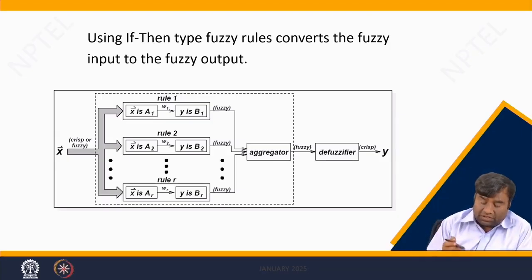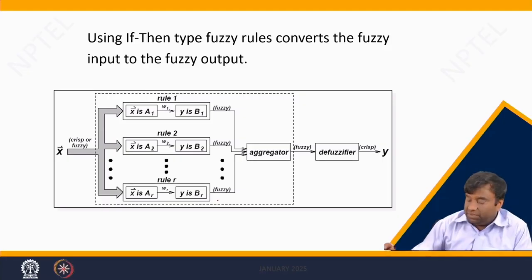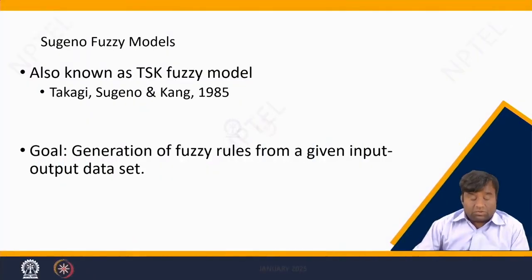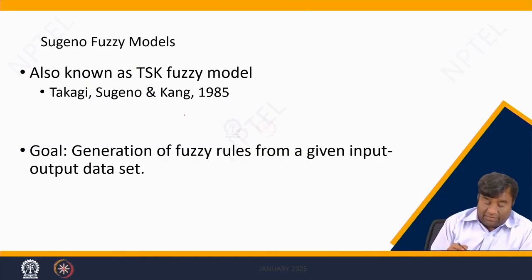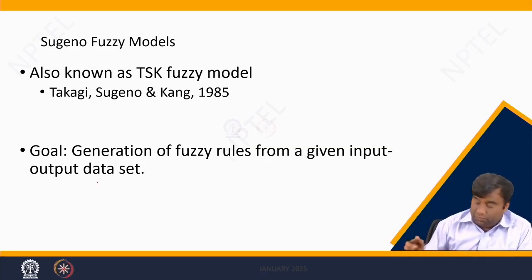So for the case of Sugeno, you can check this is basically the crisp output here. Similarly, all these things are there. The Sugeno fuzzy model is also known as the TSK fuzzy model, based on Takagi, Sugeno and Kang, 1985. Here the goal is generation of fuzzy rules from a given input-output dataset.